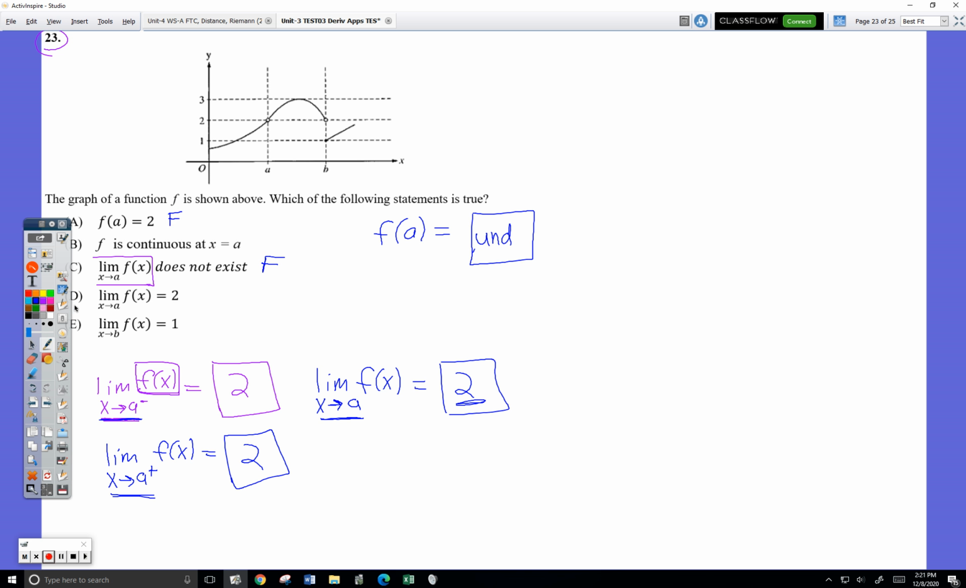How about this one, Zach? That one is true because it approaches to the left and to the right as it gets closer to A. Well said. The y-coordinate of f does get very close to 2 as the x-coordinates get close to A from either side. So that's the true statement.